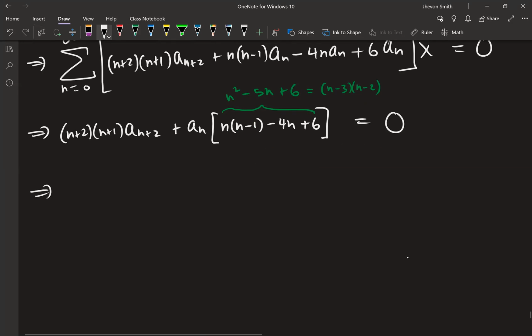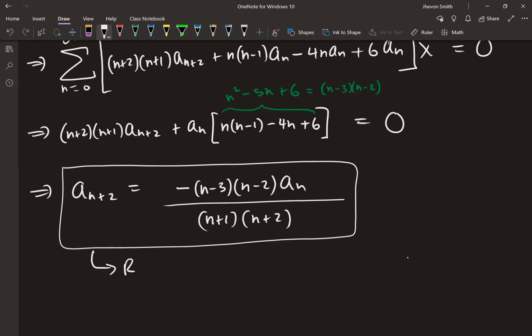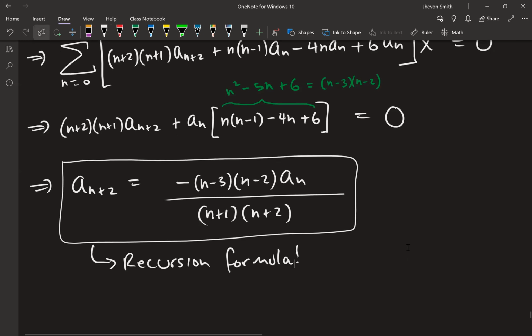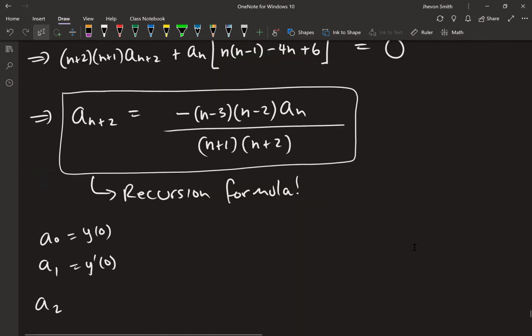So now we always solve for the largest index, remember? So I am going to bring this over to the other side. It's minus n minus 3, n minus 2, an. Then I divide by n plus 1, n plus 2. This here is your recursion formula. So now we can find the terms. A0 and A1 are themselves, and these here are your y of 0 and your y prime of 0. But those were not given for this problem. So let's actually continue.